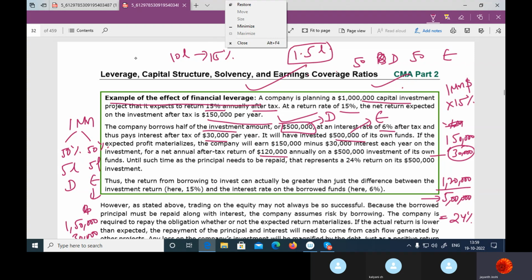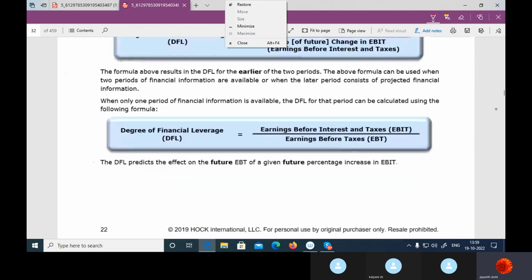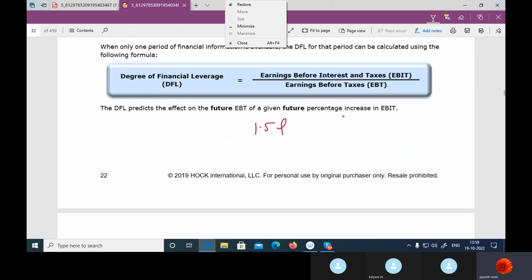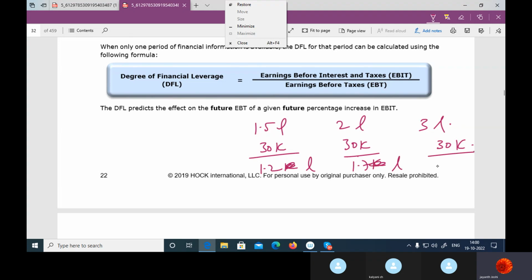But when I want to check the return on my equity investment, for that what I need to do is remove the interest I have to pay to debt holders, correct? So what happens if my earning is 1.5 lakhs, my earning is 2 lakhs, my earning is 3 lakhs? For debt finance, here I am paying 30K, here also I am paying 30K, here also I am paying 30K, because that is fixed. So here I am getting 1.2 lakhs, here I'll get 1.7 lakhs, here I'll get 2.7 lakhs.